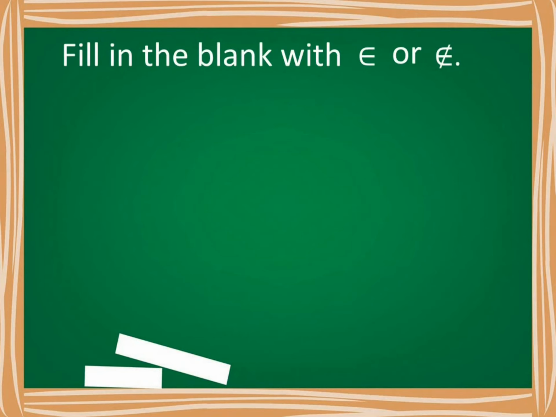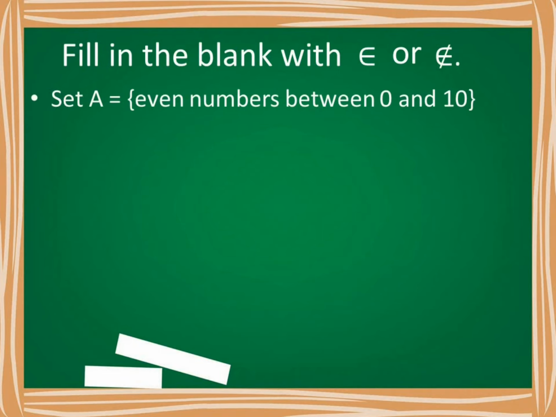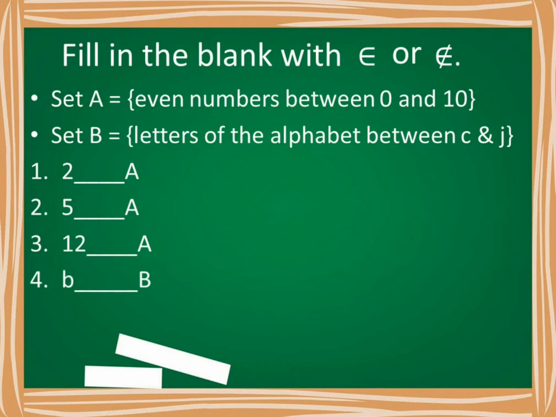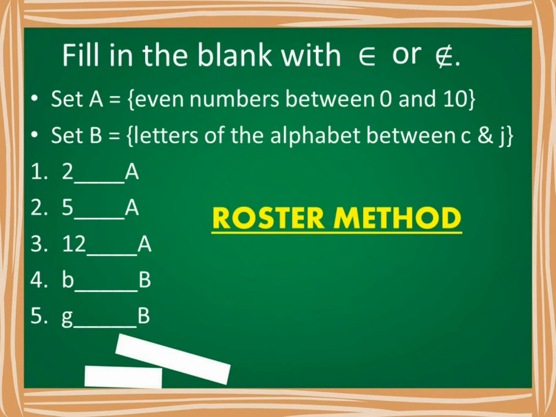Let us try this activity. Fill in the blank with an element or not an element symbol. With the given sets, A is equal to a set of even numbers between 0 and 10, and B is equal to a set of letters of the alphabet between C and J. Answer the following: 1, 2, 3, 4, and 5. Kapag ganito ang problem at nagsisimula ka pa lang sa sets, I suggest that you express the given sets using roster method para mas madali. Pero kung kaya naman mentally, mas okay.